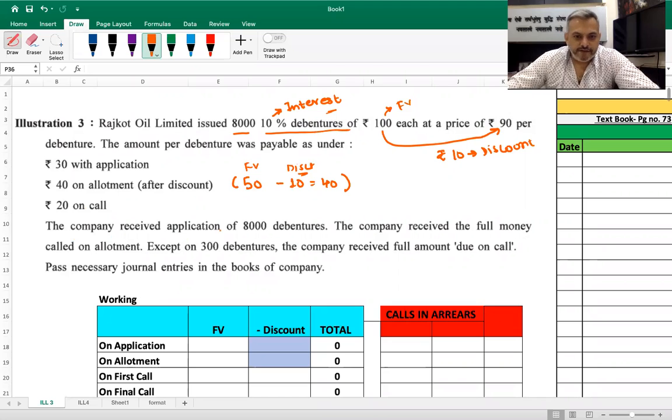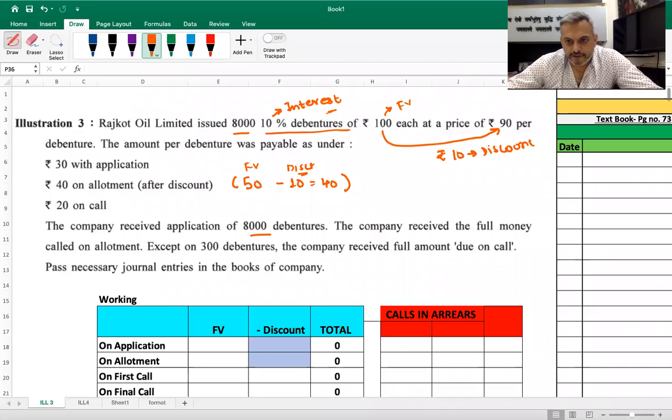Now the company received applications for 8,000 debentures. The company received the full money called on allotment except on 300 debentures. The company received the full amount due on call. Pass necessary journal entries in the books of the company.